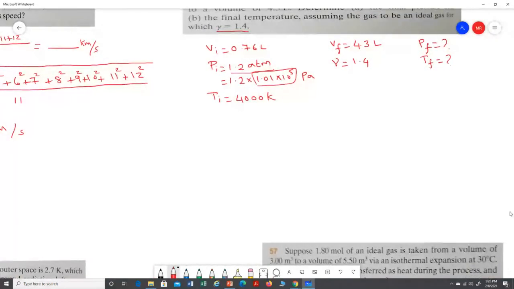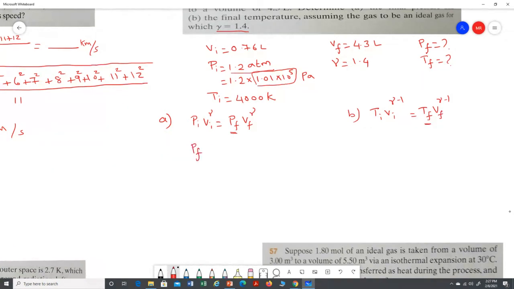What is your formula? P initial V initial gamma is equal to P final V final gamma. Am I right? And what is the second formula? T initial V initial gamma minus 1 is equal to T final V final gamma minus 1. Am I right? Please rearrange these equations. If you rearrange, you will get the answer for PF, and here, you will get the answer for TF.